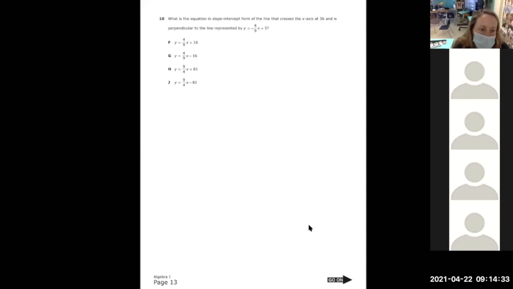All right, so the correct answer was y equals 9/4 x minus 81. So that was J. If you guessed J, then you got it right. The good news is that, remember, you only have to get like 22 correct to pass. And there's more than 22 of them that you can do all in the calculator or from working backwards from the answer.